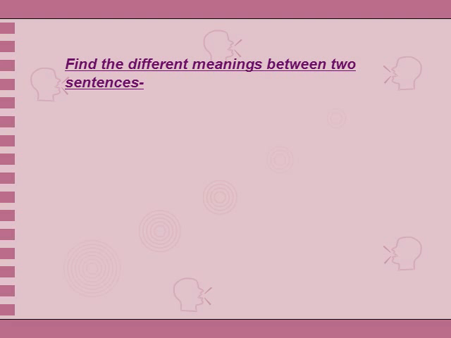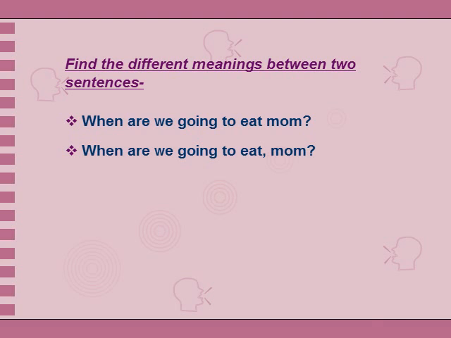Let's have another set of sentences and see how the meaning changes if we don't give pause at the proper place. The first sentence is, "When are we going to eat, Mom?" We haven't given any pause anywhere in this sentence. That means the sentence suggests that we are going to eat Mom, as if Mom is something to be eaten. But actually Mom is being addressed in this sentence. So there should be a comma or a pause between the two words eat and Mom. So the next sentence will read as, "When are we going to eat, Mom?"